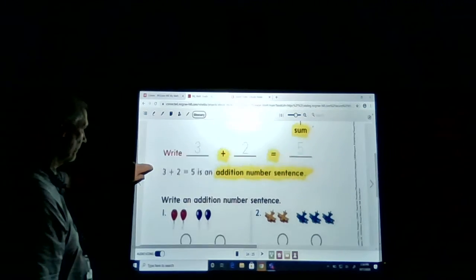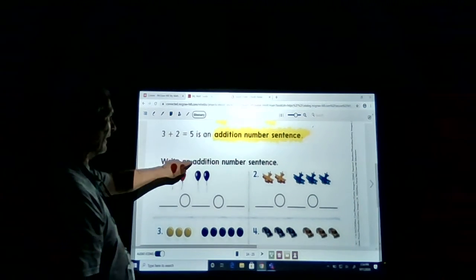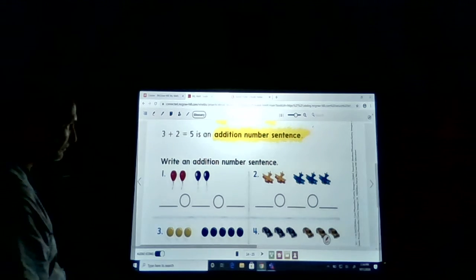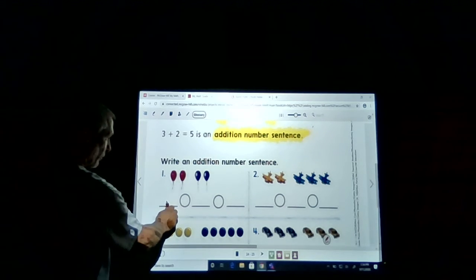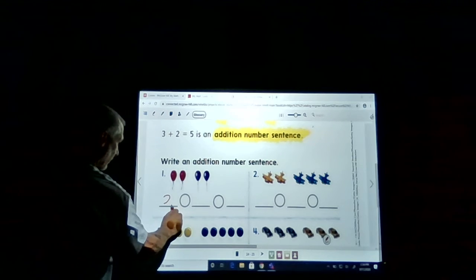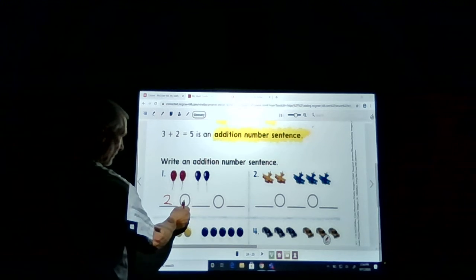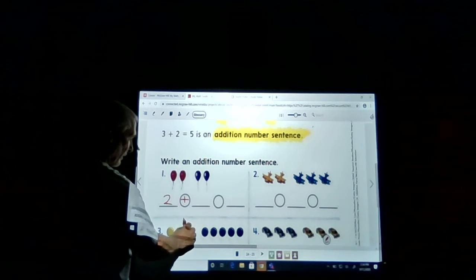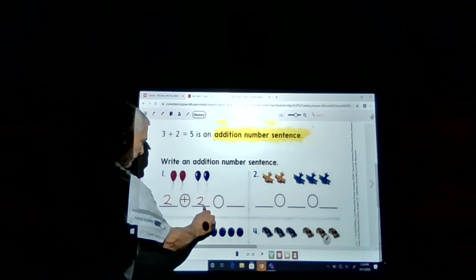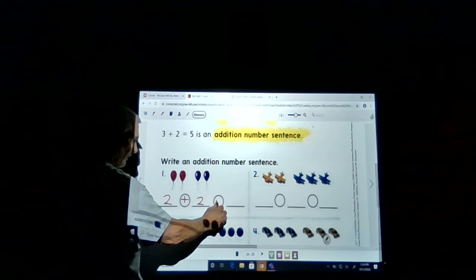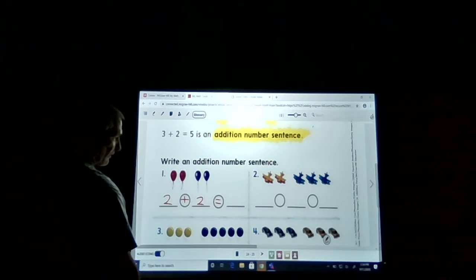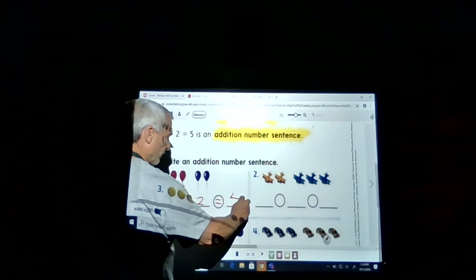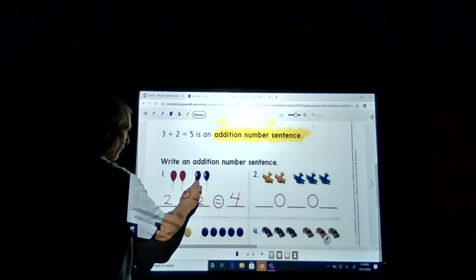Now let's try some more. Ready? Number one, write an addition number sentence. You can try it before me if you want to push pause and then see if you get the right answer and then push play. One, two, red balloons. And we say plus. We write it like that, straight line down and cross it in the middle. Plus two blue balloons. And then here we write two dash lines and we say equals. And how much are two red balloons and two blue balloons, or purple, looks like purple? Four. One, two, three, four.